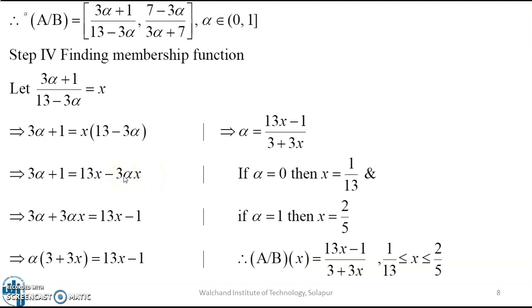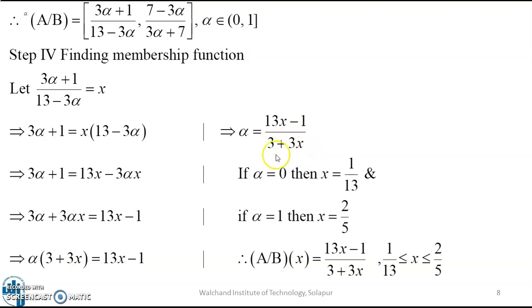Here actually we want to write down alpha in terms of x, therefore we will collect the terms of alpha. Taking this 3 alpha x to the left hand side, we get 3 alpha + 3 alpha x. Taking 1 to the right hand side, we get 13x - 1. In the left hand side, taking alpha common, we get alpha into (3 + 3x) equal to 13x - 1. From this we get the expression for alpha equal to (13x - 1) divided by (3 + 3x). This is the first step for the membership function of A divided by B.